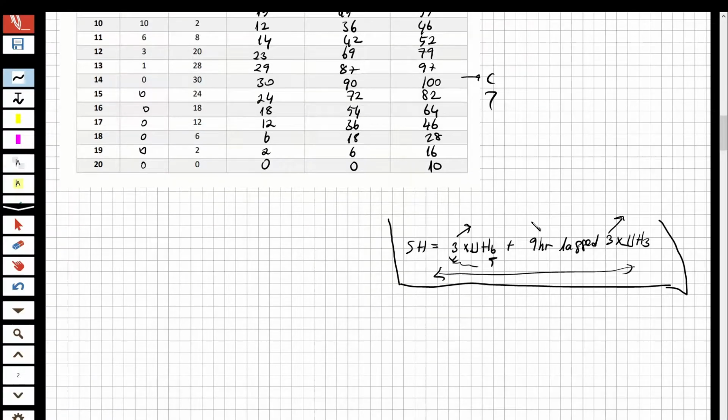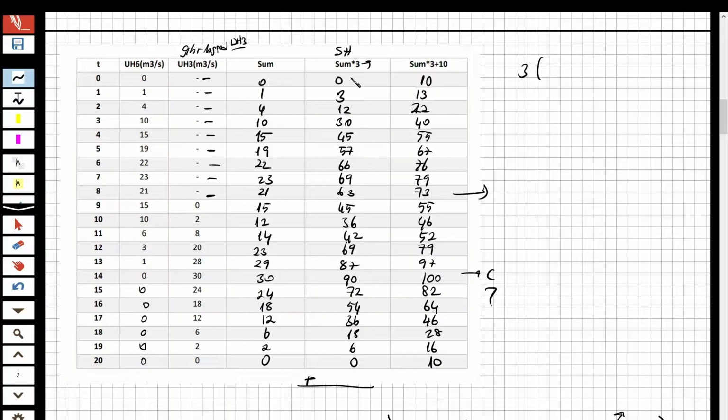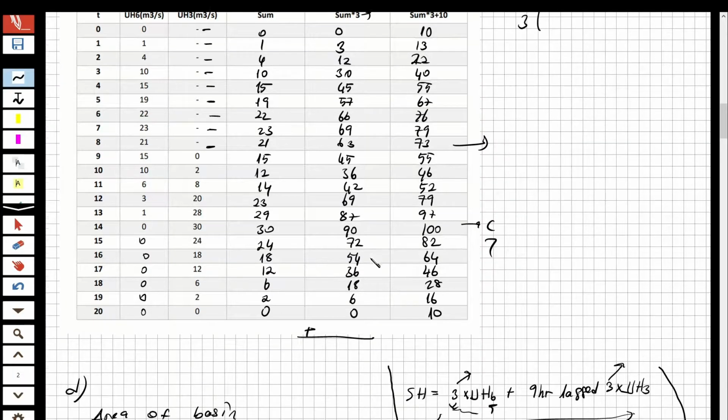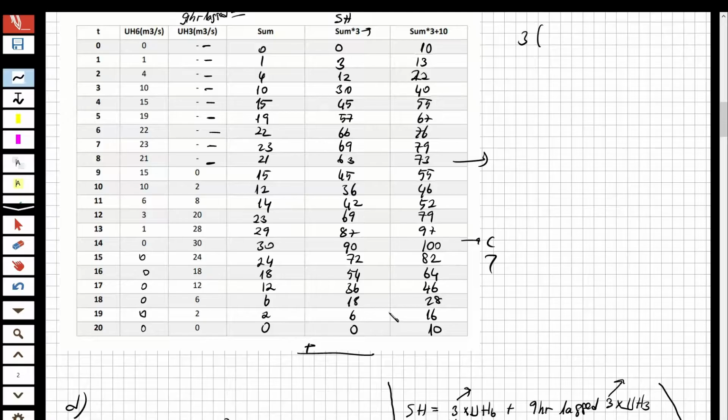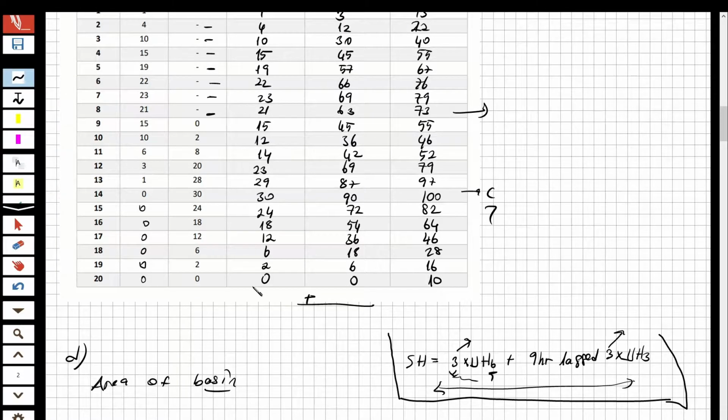And if you remember, part D says the area of the basin. So how are we going to calculate it? We are going to take the summation of SH, okay, the summation of SH without the constant base flow. Don't forget it. So when I take the summation of these discharges, I am going to obtain the total discharge equal to 900 meter cubed per second. The summation of this whole is going to give you this amount. So now I have it.